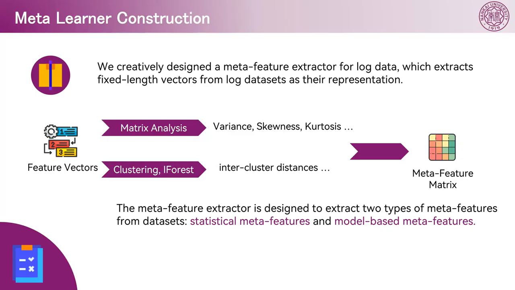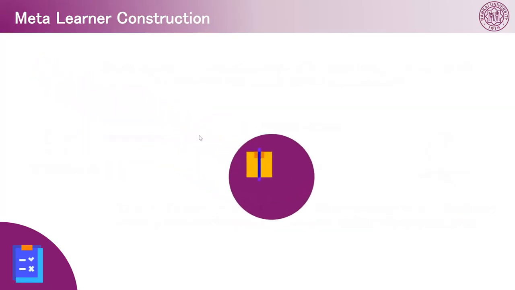From these methods, we extract intermediate results, such as intercluster distances, which are then included as part of the feature vectors. The result is a meta-feature matrix that condenses important information from the log data into a usable form for further machine learning applications.